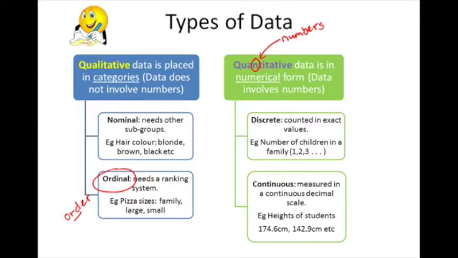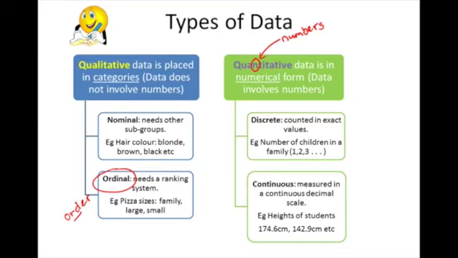Now the other type of quantitative data we have, the last one there, is continuous data. And continuous means it continues on, there's no gaps, there's no jumping. It means that we could be looking at all of those decimal values in our numbers and including those as well, and that those values would be quite possible or quite likely. So they're measured in a continuous decimal scale.